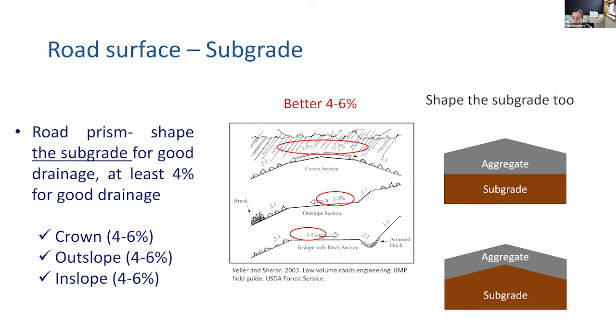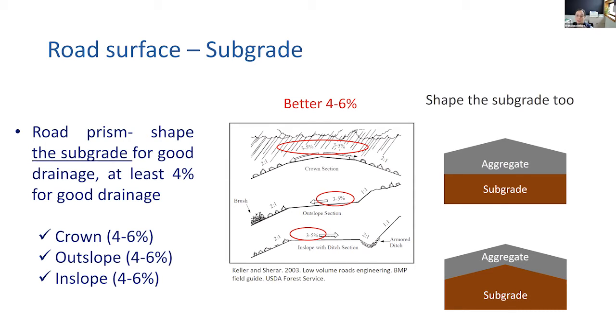Usually less than 4% is not enough, because we really want to get that water off the surface of the road. The shape of the subgrade is very important in a way. When a new road is being built, the subgrade needs to be shaped in that same way. So if you have a crown road, the subgrade also needs to be crowned.